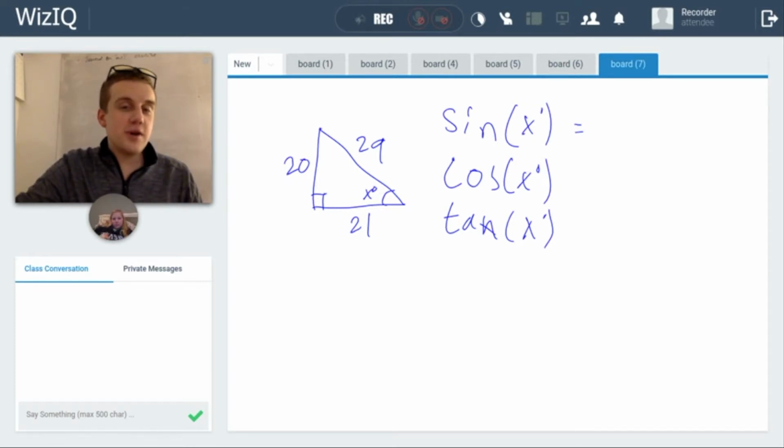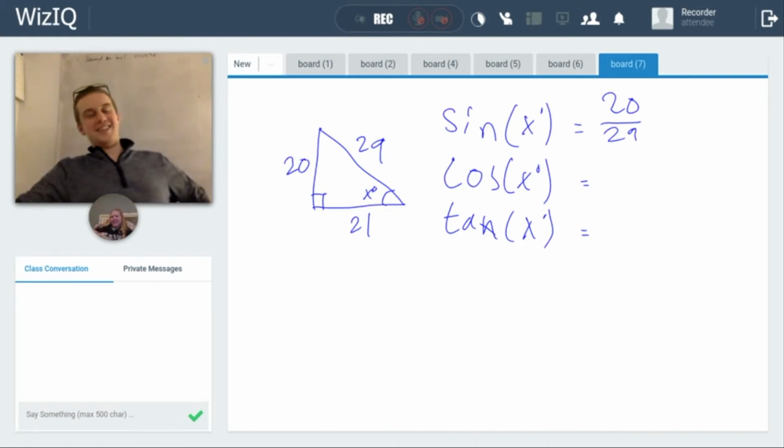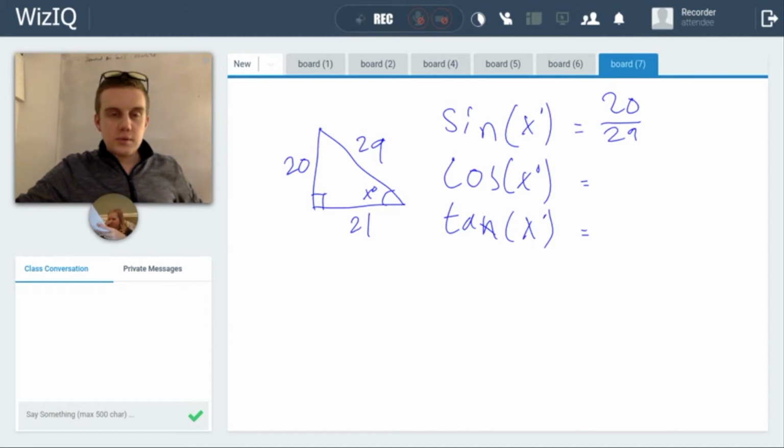So sine is opposite over hypotenuse. So that would be 20 over 29. And what about cosine? What would that be? Adjacent over hypotenuse. Adjacent over, yep. So in the numbers, 21 over 29, right? Perfect. And tan would be 20 over 21.